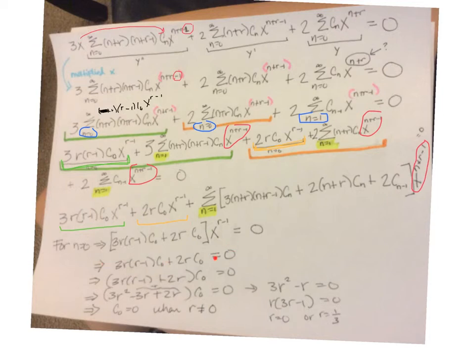Here we're equating the coefficients. Distributive property, we know it's quadratic. This one ends up just being negative r, which I actually wrote here. And then we get that r is 0 or r is 1/3. But remember here that we're multiplying this by c naught, and that's supposed to give me 0. So we know c naught is 0 when r is not 0.